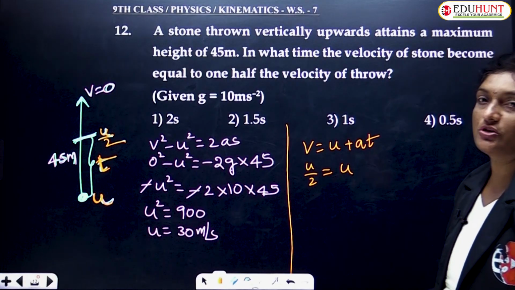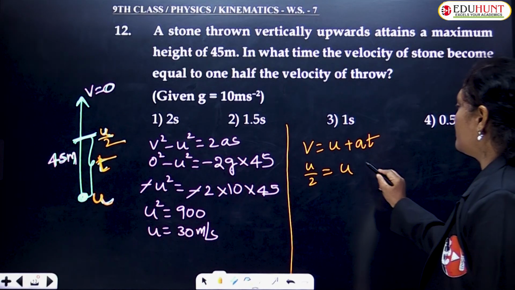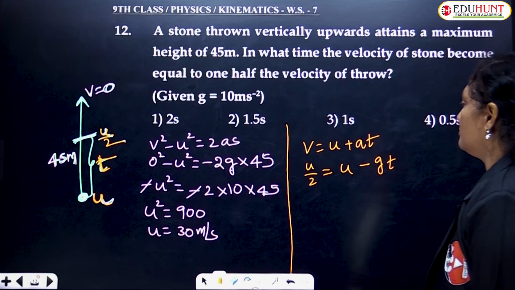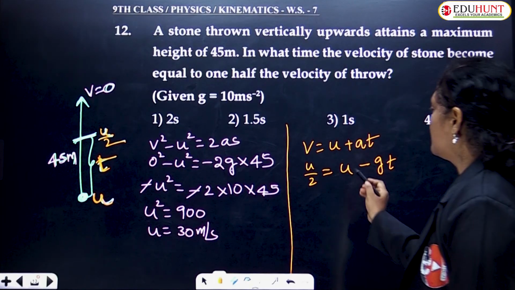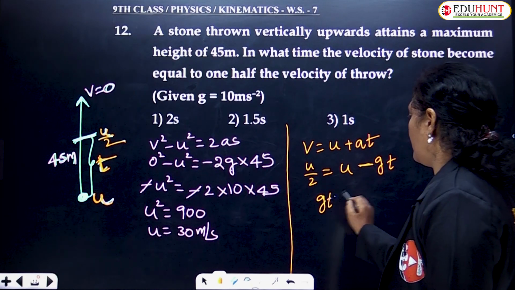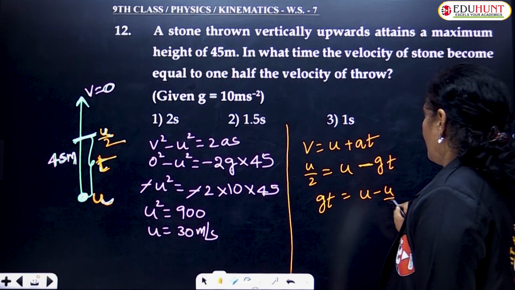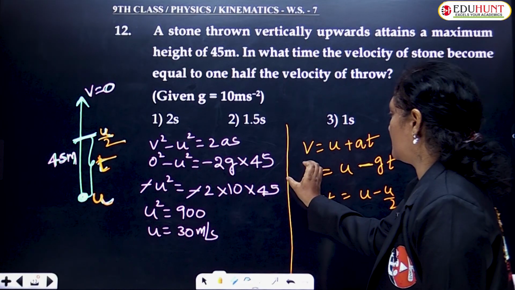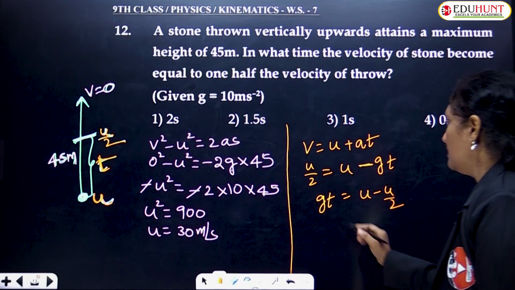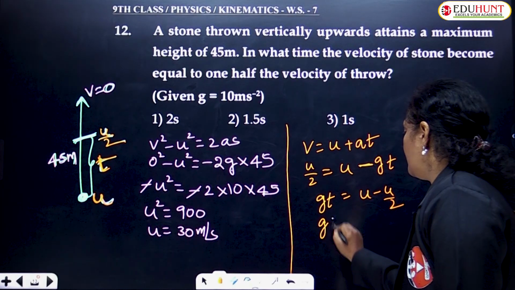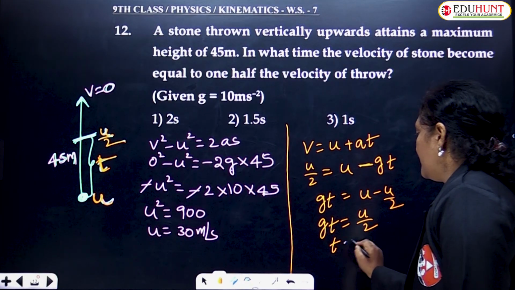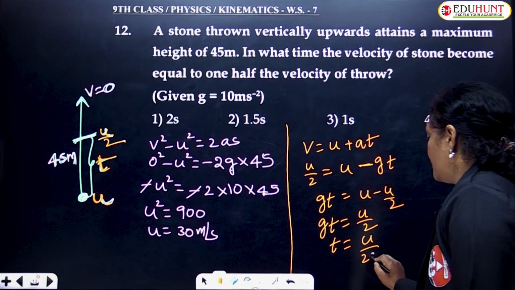It is an upward motion. For an upward motion, acceleration is taken as minus g into this time you have to find out. So bring this minus gt to the other side, then gt will become u minus u by 2. I carried minus gt to the left side, and u by 2 to the right side. So the value of gt was found to be u minus u by 2, or t is found to be u by 2g.